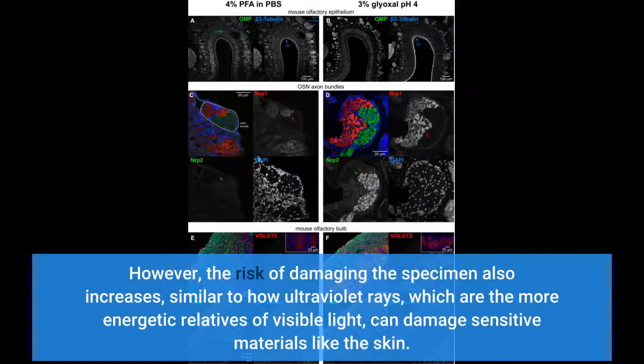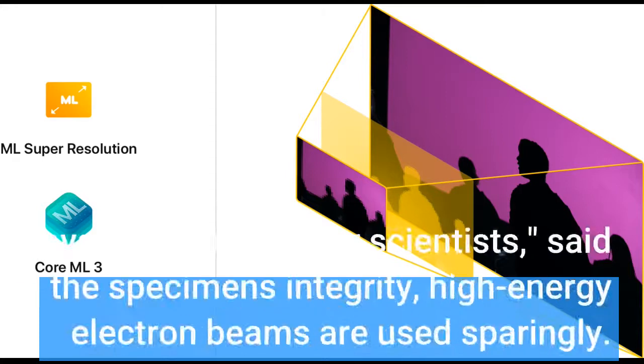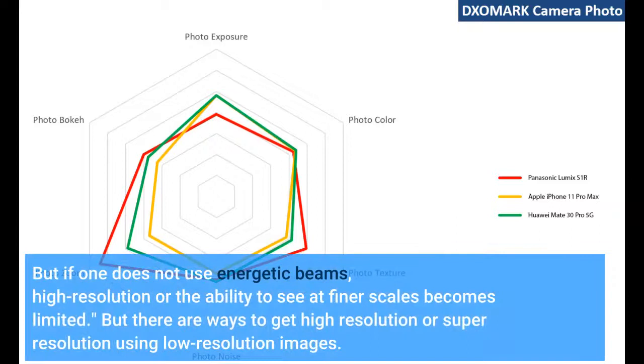However, the risk of damaging the specimen also increases, similar to how ultraviolet rays, which are the more energetic relatives of visible light, can damage sensitive materials like the skin. There's always that dilemma for scientists, said Ding. To maintain the specimen's integrity, high-energy electron beams are used sparingly. But if one does not use energetic beams, high resolution, or the ability to see at finer scales, becomes limited.